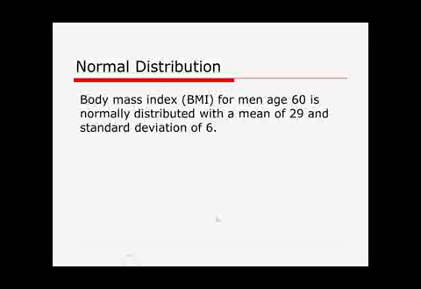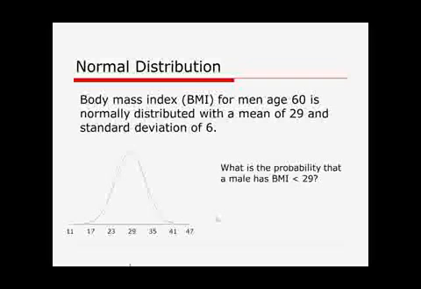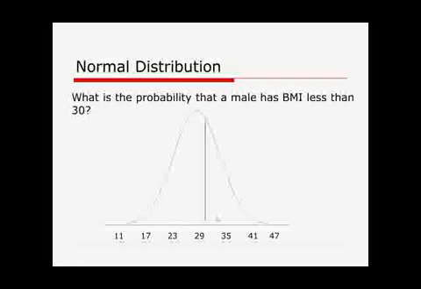So here we have BMI for men age 60 is normal, so we can draw a picture, put in our mean, and our 3 multiples of the standard deviation. Suppose we ask the question, what's the probability that a male has a BMI less than 29? So if you look at this figure and you look at where 29 is, well, 29 happens to be right in the distribution, and we're looking at the area under the curve below that value, so that would be 0.5 because it's exactly half the curve. Okay? What's the probability that someone has a BMI less than 30?